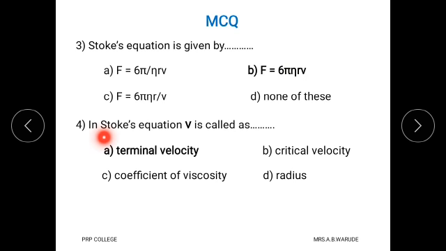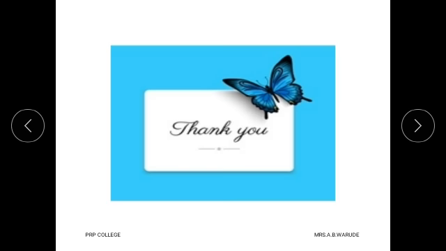Question number 4 is, in Stokes equation, V is called as: option A is terminal velocity, option B is critical velocity, option C is coefficient of viscosity, and option D is radius. As we know, in Stokes equation V is called terminal velocity, and it is the constant velocity with which the ball bearing falls through a liquid column. That's all about today's video.